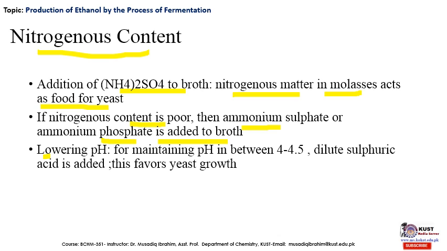Another thing is the lowering of the pH. For maintaining pH between 4 to 4.5, dilute sulfuric acid is added to the broth, and this highly favors the growth of yeast.